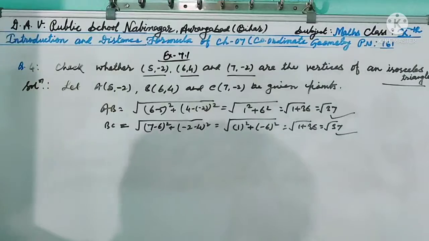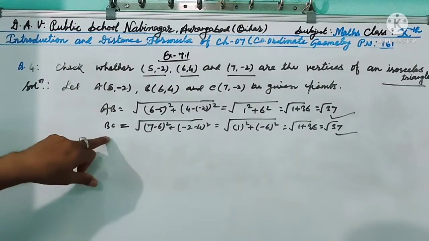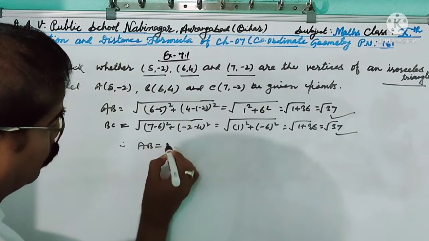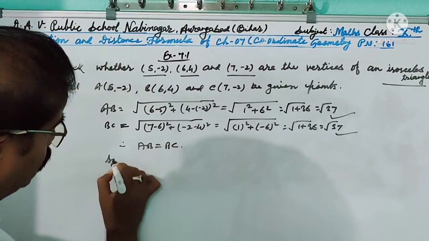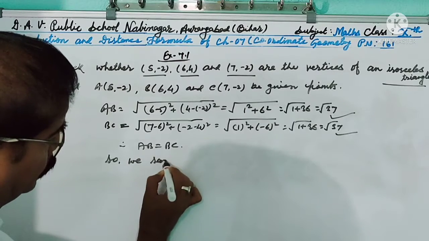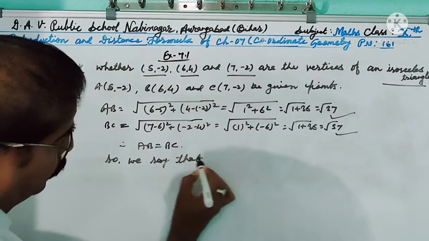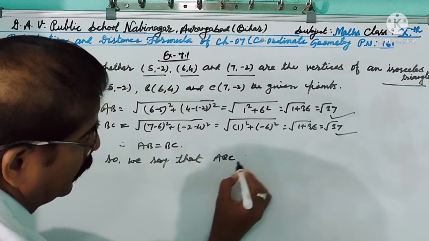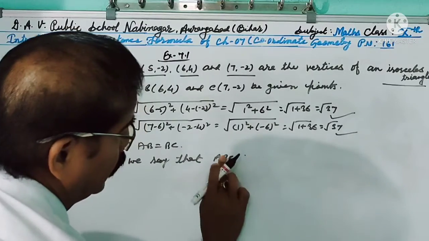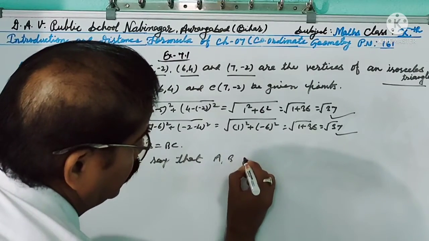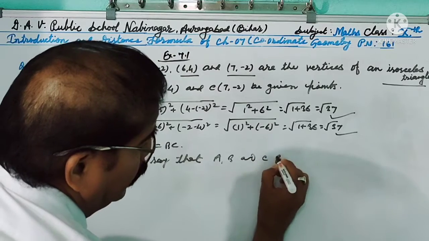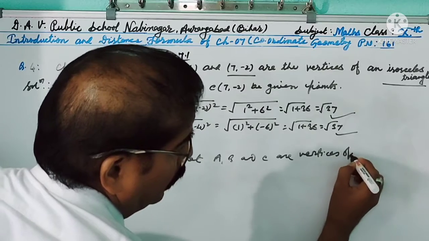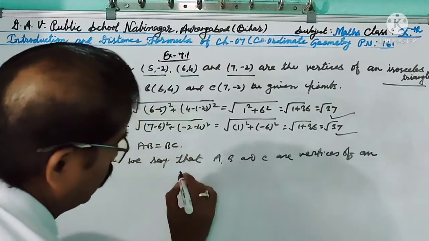So both sides are equal, that is, here AB equals BC. So we say that A, B and C are vertices of an isosceles triangle.